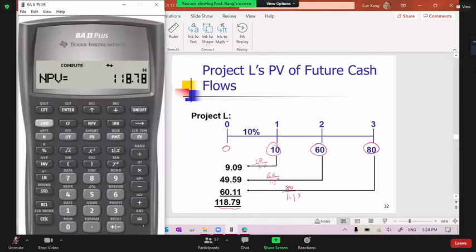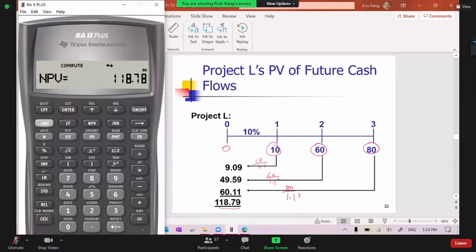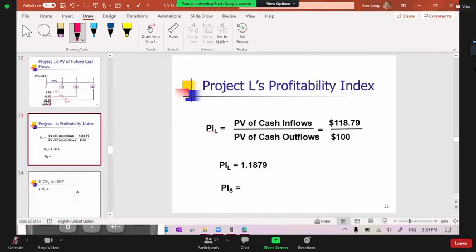118.79, 118.78. So this is more accurate. 78 is more accurate because this one you use dollars and cents, so it's some rounding up. So the calculator is more accurate. So 118.78 or 79. But as I said, if you write down like this and 79, that's fine. And then what? Then present value of cash inflows over present value of cash outflows. In this case, you don't put negative here. Just outflows is outflow, right? So both are positive here. So PI is not negative, it's just positive.